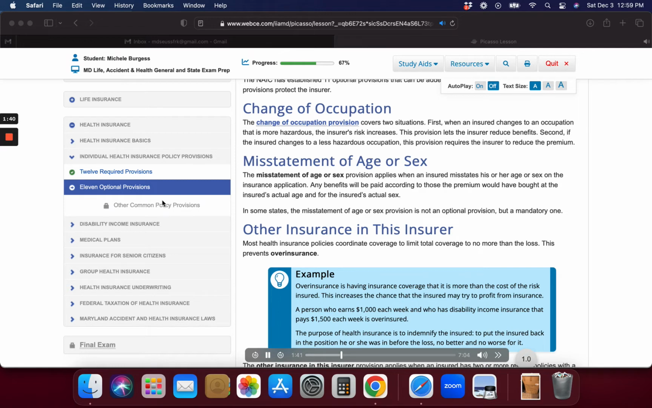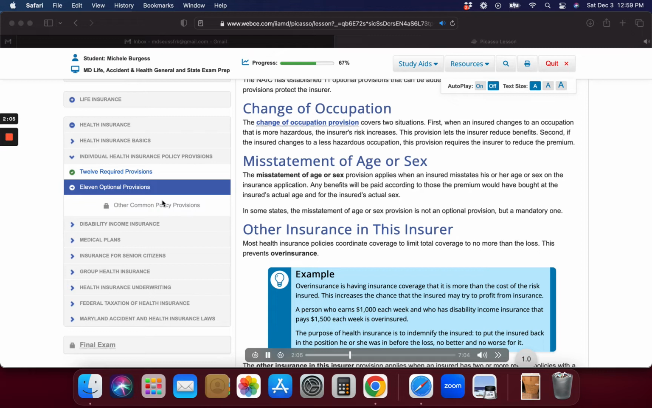The other insurance in this insurer provision applies when an insured has two or more related policies with a single insurer. The total coverage that the insurer underwrites for one person can be limited to a certain amount. Then the number of policies the insurer issued for this person does not matter because any excess insurance is void. Any premiums charged for coverage over this limit are returned to the policy owner.